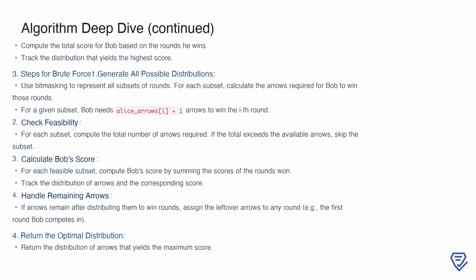If the subset is feasible, we compute Bob's score by summing up the scores of the rounds he wins. We keep track of the distribution of arrows and the corresponding score to ensure we retain the best result. Additionally, once the arrows are distributed to win specific rounds, any remaining arrows can be assigned arbitrarily to one of the rounds Bob competed in, ensuring no arrows are wasted. Finally, we return the distribution that achieves the maximum score.